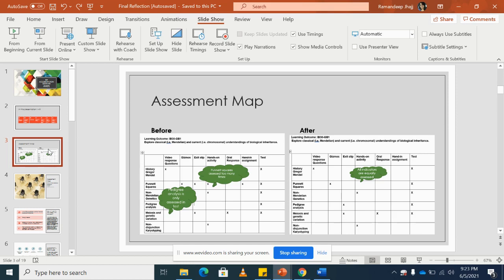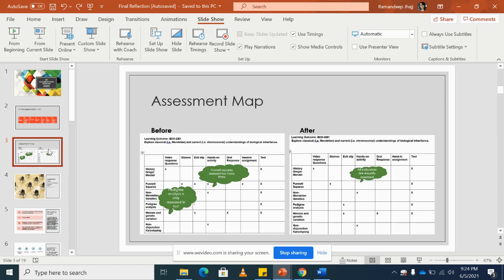So after watching the video that was assigned for homework and attending the STF seminar, on the right, I have my new version of the assessment map. So I'm covering the same topic, but this time my assessments are more spread out. For example, I'm using a video response questionnaire to cover the history of Gregor Mendel, where students will watch a video about the history of genetics and why Gregor Mendel is called the father of genetics and answer questions following that video.